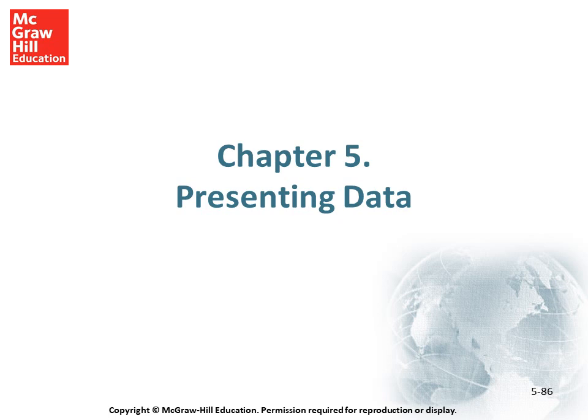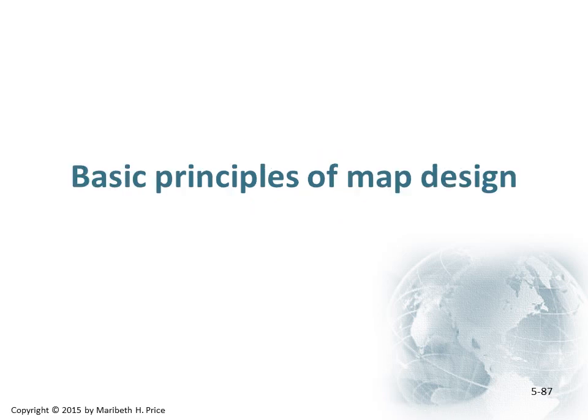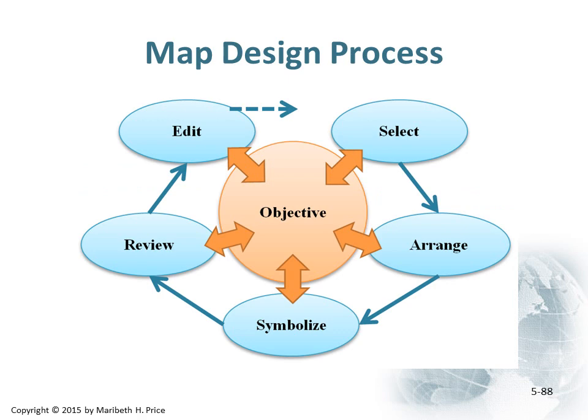So the next thing we're going to talk about a little bit is Chapter 5, Presenting Data. This covers just more of the basic principles of map design. This whole process of making maps is an iterative process. In other words, it repeats upon itself. You make corrections and then you redo, and you go through the process until there's no corrections left to make.